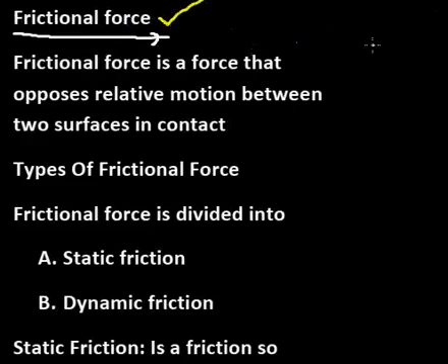Now we'll start by defining the term frictional force. In physics, forces are classified into two: the contact force and the field force. Frictional force is an example of a contact force because it's a force that is in contact with the body experiencing the force. It's called a contact force because there's contact between the body experiencing the force and the body exerting the force. So, frictional force is an example of a contact force.